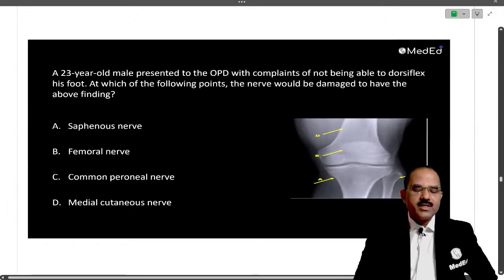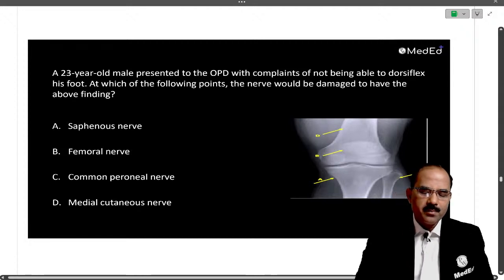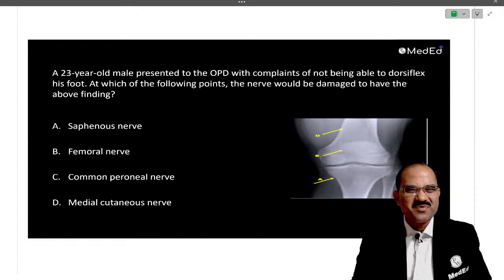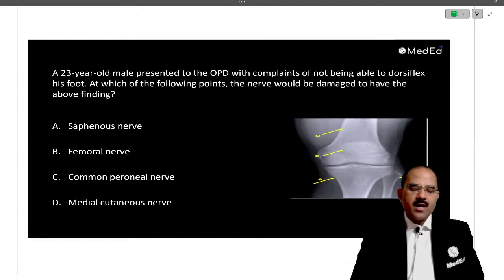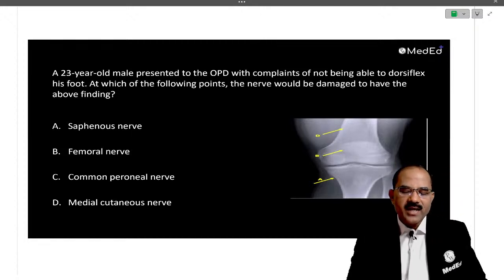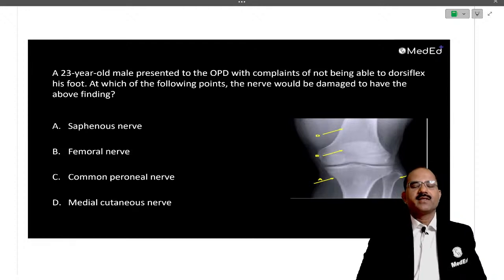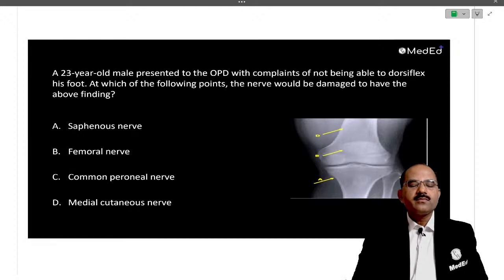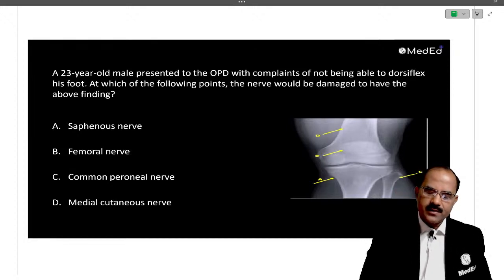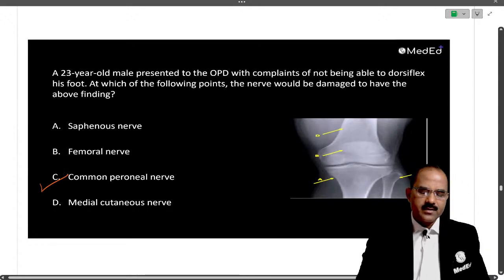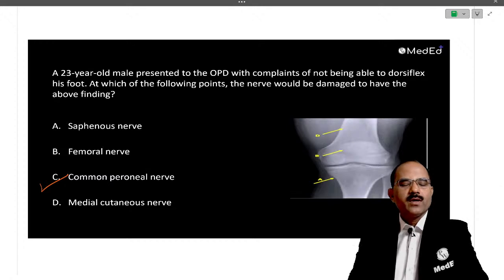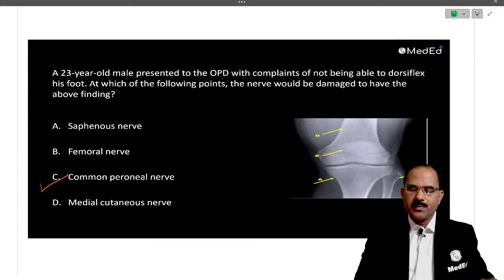Chalo bachcho, answer this MCQ. A 23-year-old male presented to the OPD with complaint of not being able to dorsiflex the foot. Now you'll be able to answer this. In which of the following points would the nerve be damaged to have the above finding? Come on, answer this. Easy MCQ. Answer is C. Right? That's the common peroneal nerve. C is common peroneal nerve.